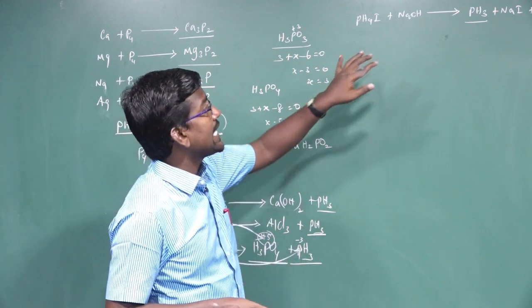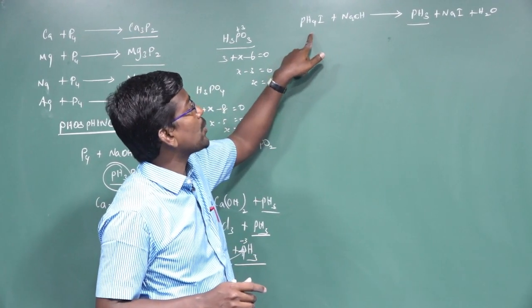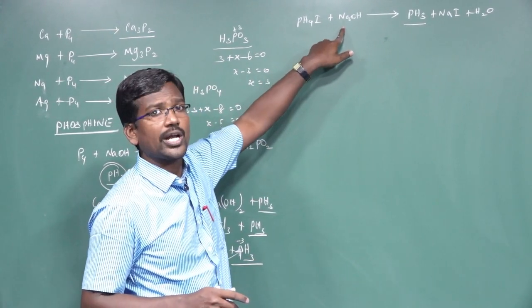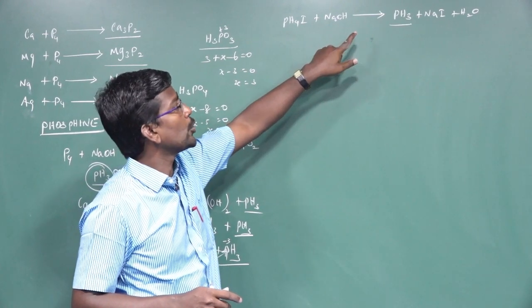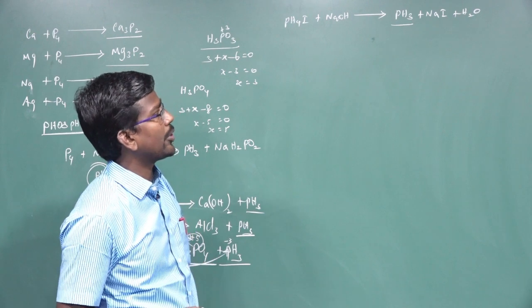Next, a pure sample of phosphine can be prepared by the reaction of phosphonium iodide with caustic soda, that is sodium hydroxide, to produce phosphine, sodium iodide and water.